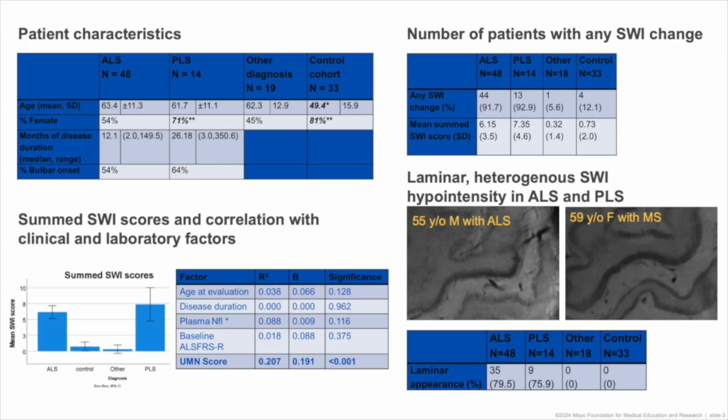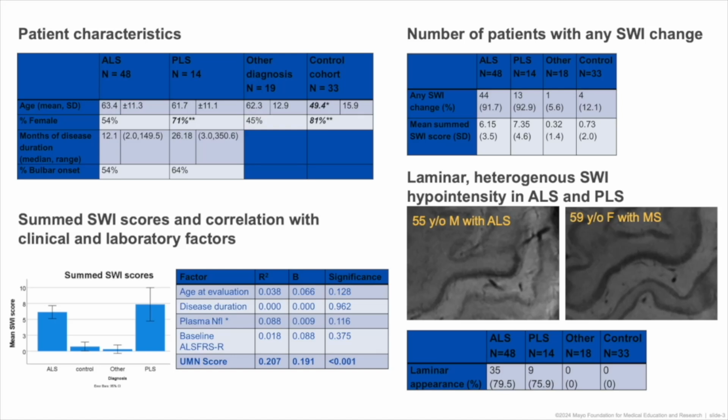We had 48 ALS, 14 PLS, and 19 subjects who were referred with concern for ALS or PLS. We did not think that they had that clinically. And we looked at the 33 patients in the control cohort, referred for other reasons. In the ALS, PLS, and mimic categories, the ages were pretty similar, but in the control group, the age was younger, and this is probably due to the reasons for referral. The PLS and control groups leaned heavily female.